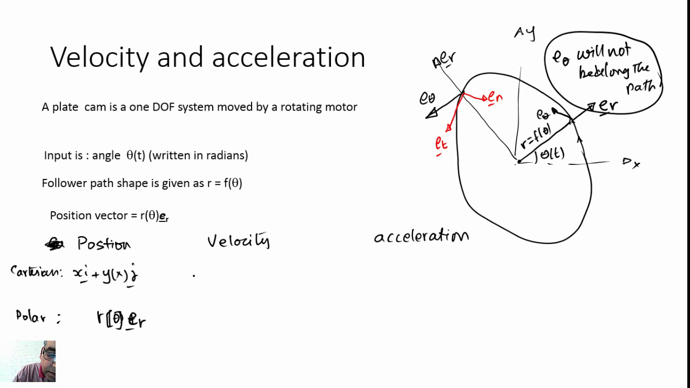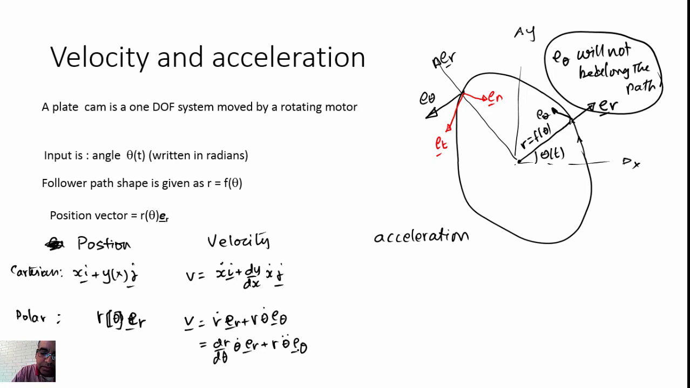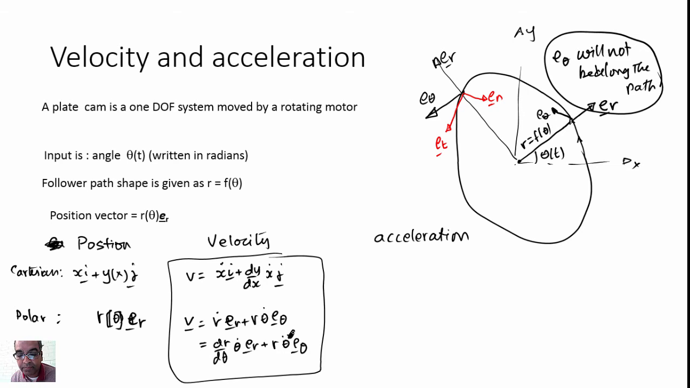Velocity vector is x dot i plus dy dx x dot j. Can you see that? Because that's chain rule. Similarly, if I calculate velocity here, you remember it was r dot er plus r theta dot e theta, right? So if I write this down, r dot will turn out to be dr d theta theta dot er plus r theta dot e theta. So you can see how, just like we use chain rule here, we are going to use chain rule there.